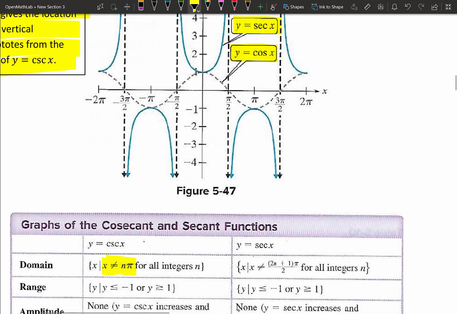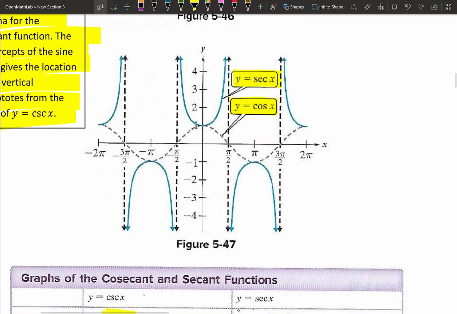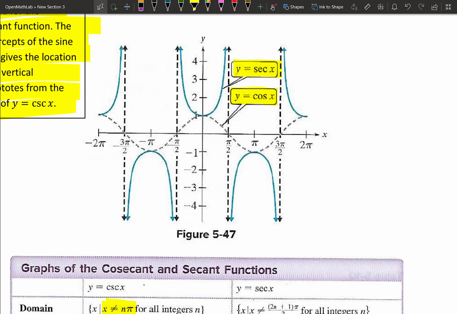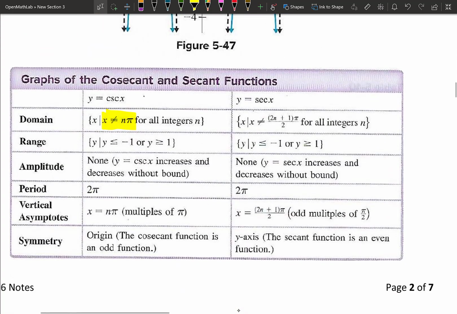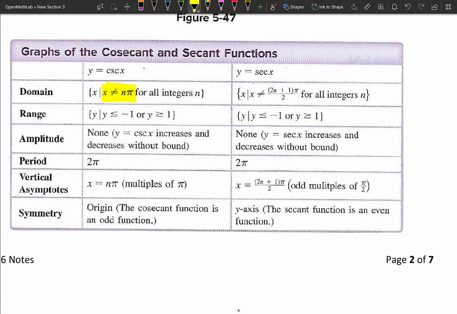And then for cosine, the x-intercepts occur at odd multiples of pi, right? So we have to throw those away, right? That's what this is saying.